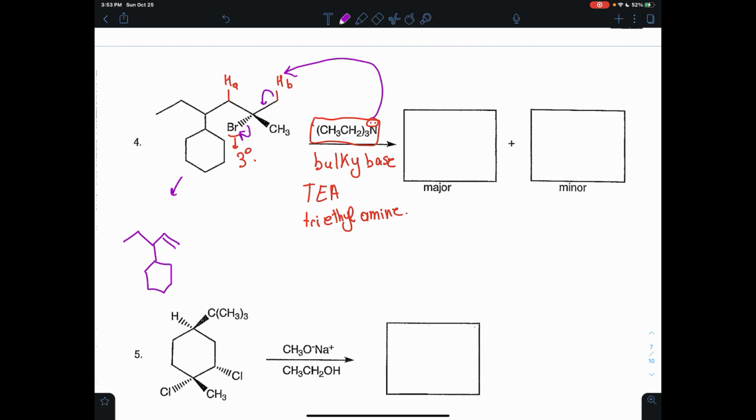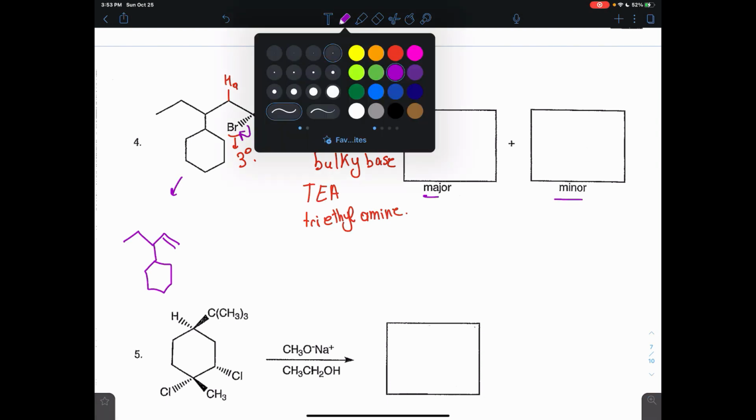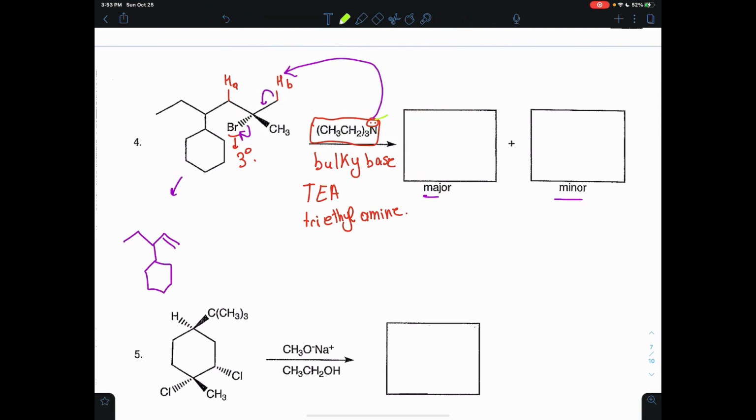And then the other product, because she wants you to draw both of them, right? Now this lone pair can also grab this hydrogen, form the pi bond, and kick off the bromine, and then your product for the green one is going to be, right, and the double bond is going to be right here.